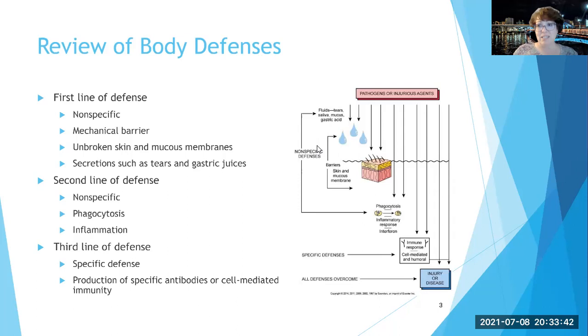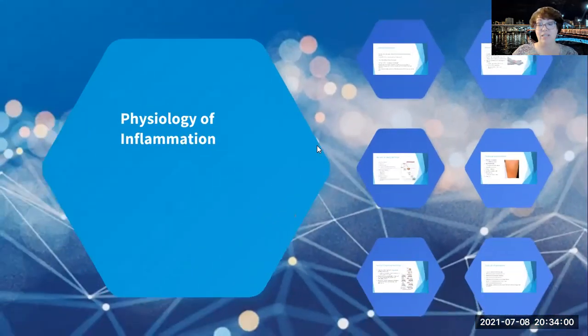Because once it gets to the third line of defense, it's already gotten past the mechanical barrier. It's already gotten past the tears and gastric juices. It's already gotten past the macrophages and neutrophils and inflammation. And now we got to do something about it, guys, because it's getting serious. So, you know, defense of the body is a major effort in the body.